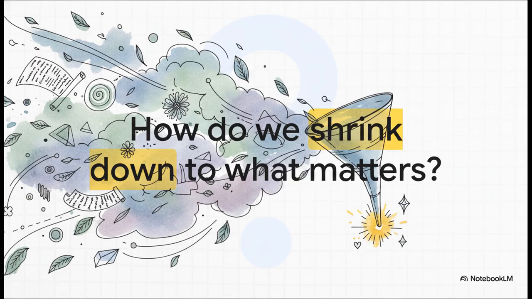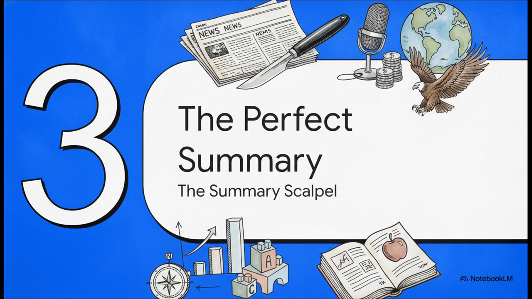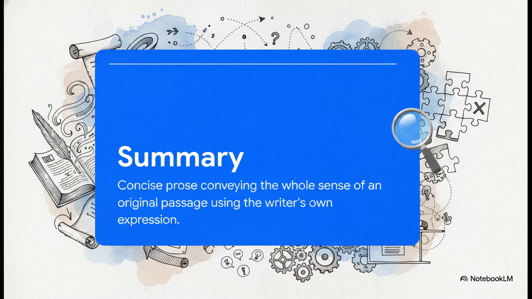But what happens when you're hit with a strict word limit? How on earth do we take a vast amount of information and shrink it all down while keeping only the absolute core of what truly matters? That leads us perfectly into Section 3, writing the perfect summary, or using what I like to call the summary scalpel. Let's make sure we define exactly what we're talking about here.